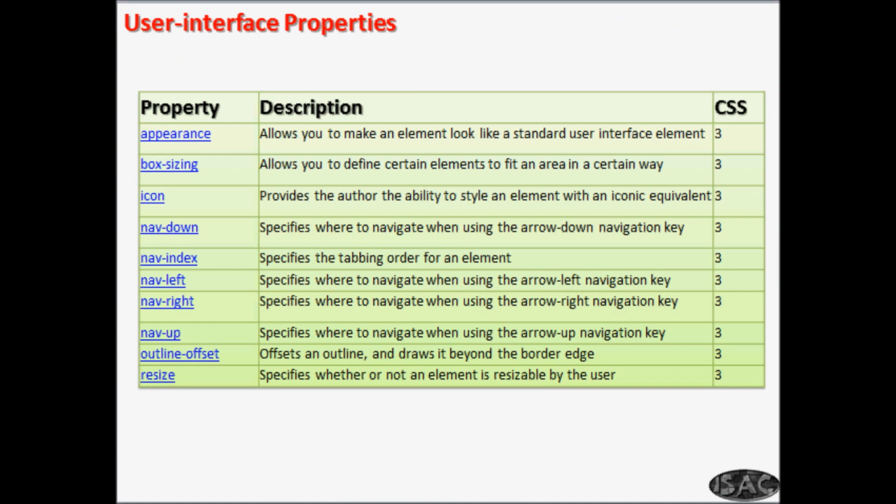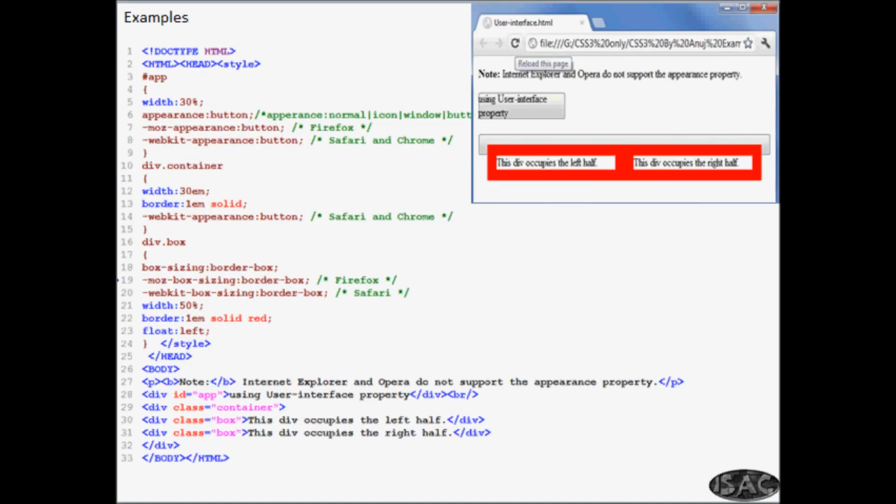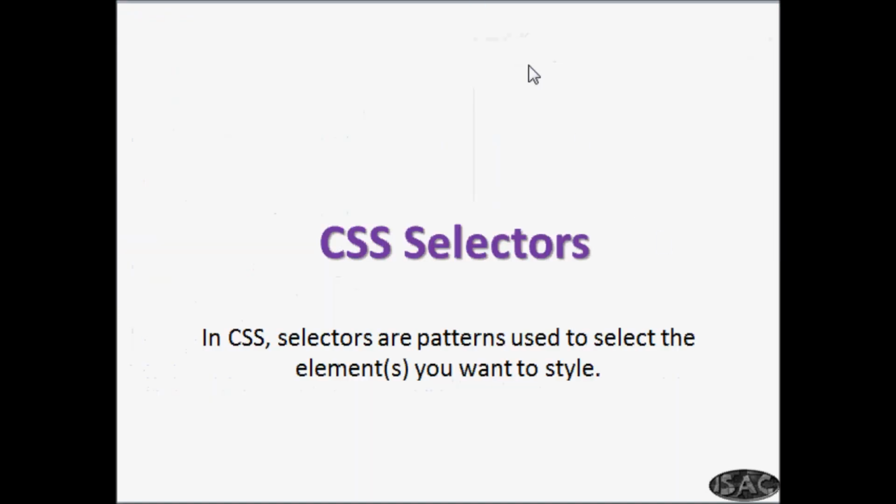There are some user interface properties but they are not implemented. Okay. So we have understood all the properties which are new with CSS3, right?